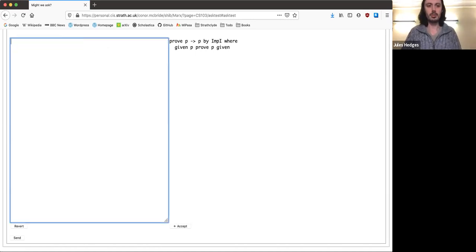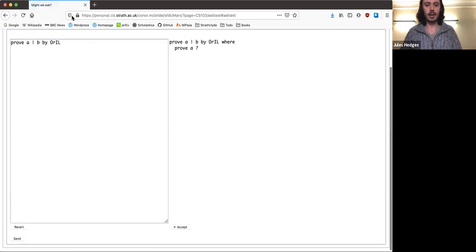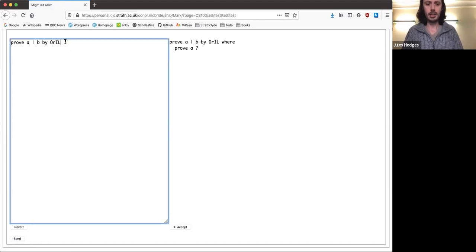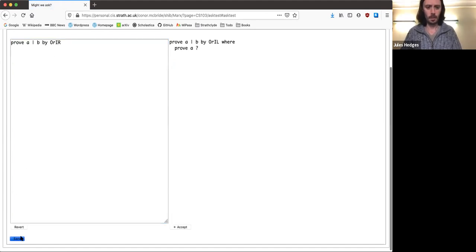Okay, now onto the new proof rules. If I send "prove A or B by or I L", then Ask tells me that I need to prove A. Similarly, if I send "prove A or B by or I R", then Ask tells me that I need to prove B.